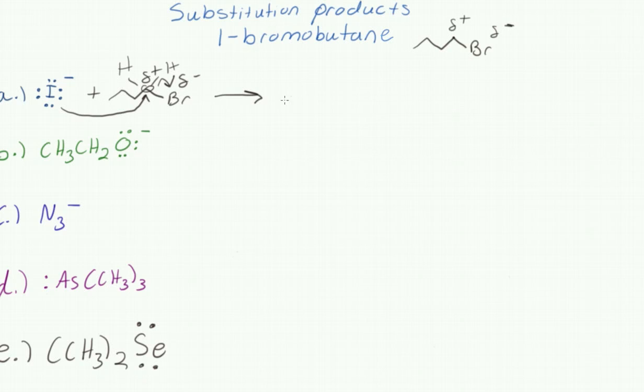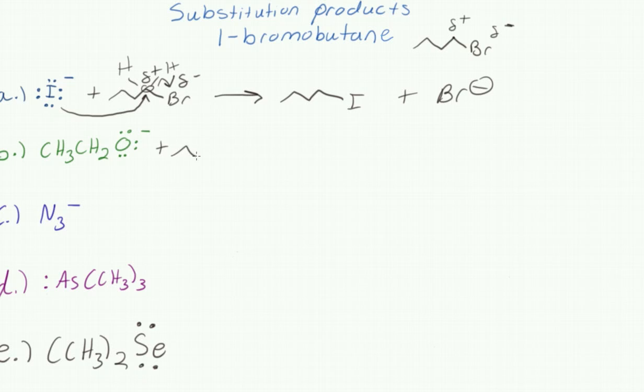So let's do that. We have our bromine broke off, and we have 1, 2, 3, 4, and our iodine has attached to that electrophile, our carbon. So this is what our new molecule looks like. And remember what I said earlier, a negatively charged nucleophile results in a neutral product. Well, we have a neutral product, so that's good.